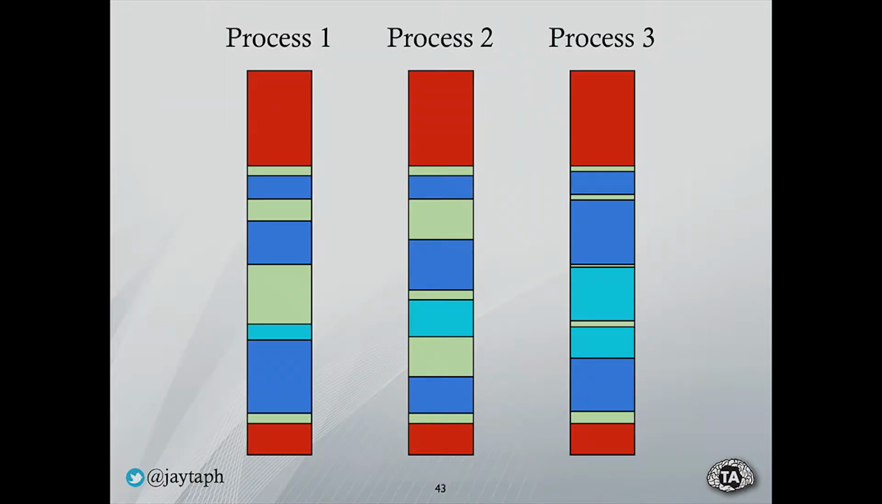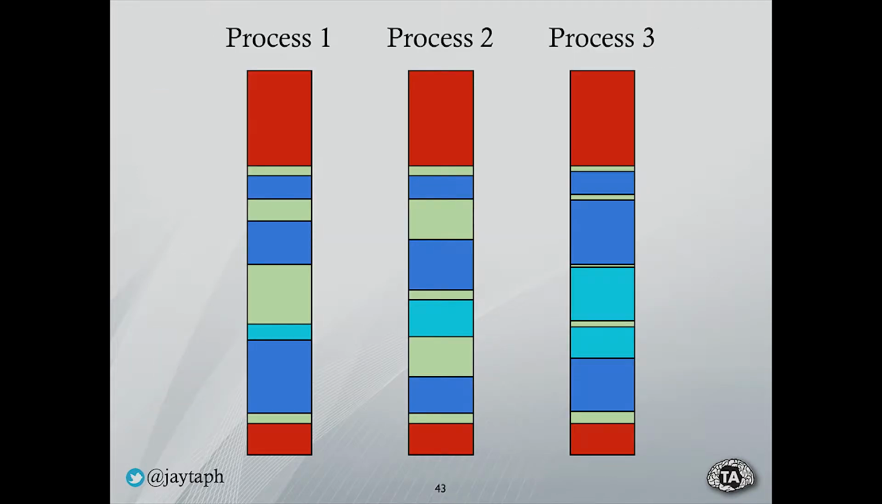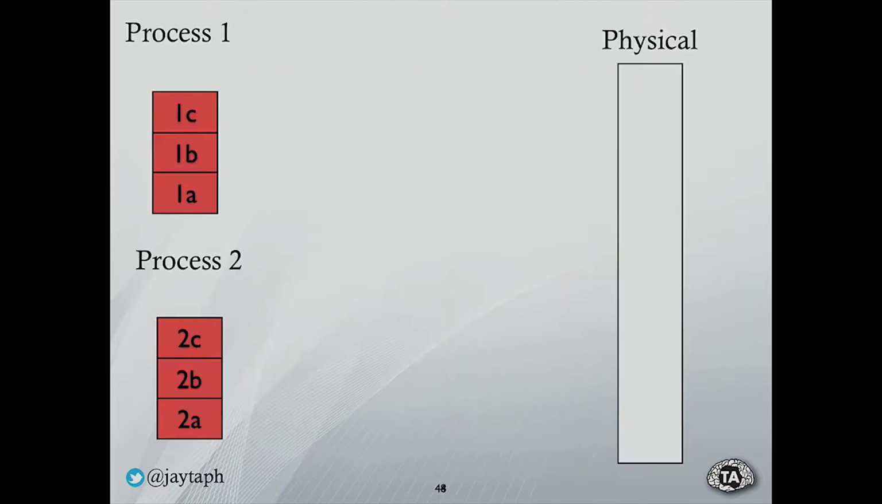But there's another problem as well. Suppose I have 3 processes here, and they all have allocated data, stacks, shared objects, and application data and code. What happens is that some processes can actually use the same physical blocks as other processes. Suppose I have 2 processes, 1 and 2, and they both have the same code block of the same application.